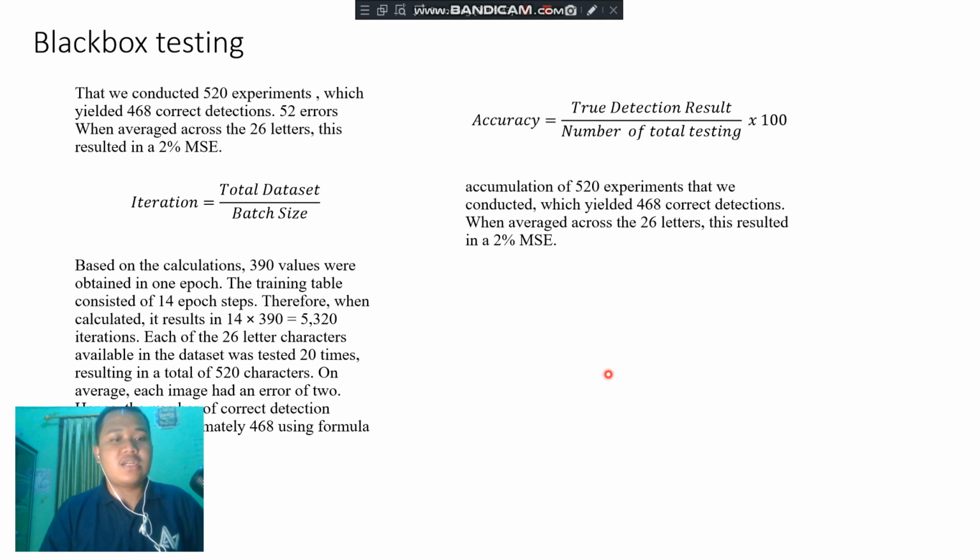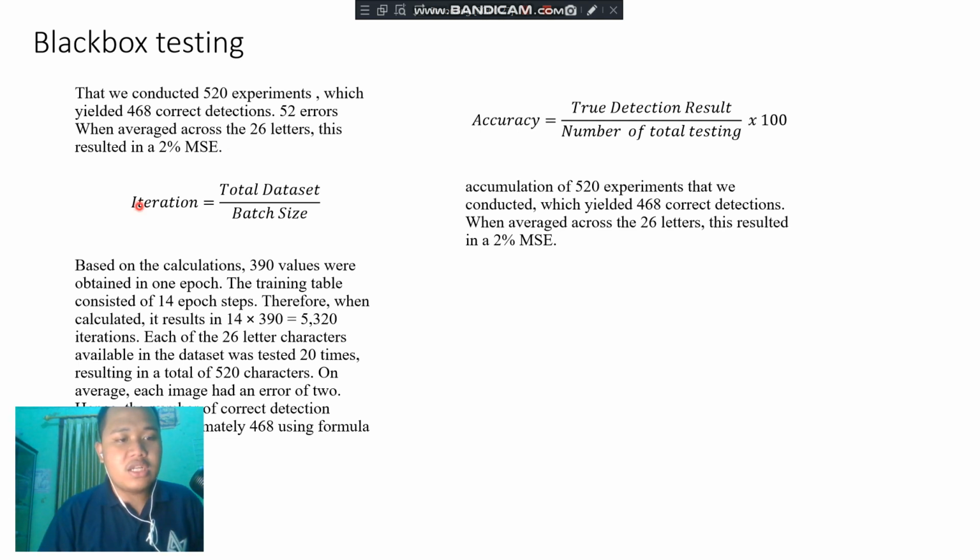The testing that we conducted used black box testing with 122 experiments. It's very many, which yielded 468 correct detections with 52 errors when averaged across 26 letters. This results in a 2% MSE, or mean square error, that we get.